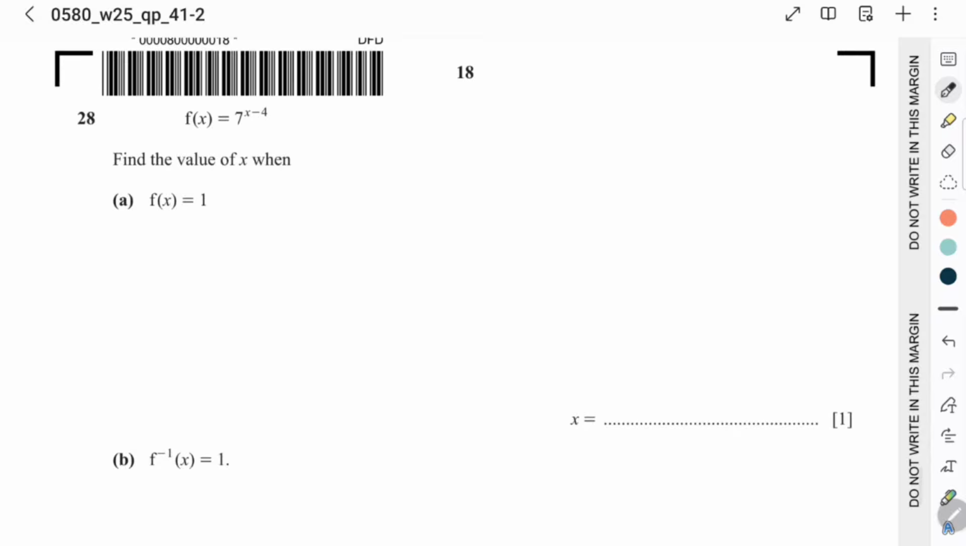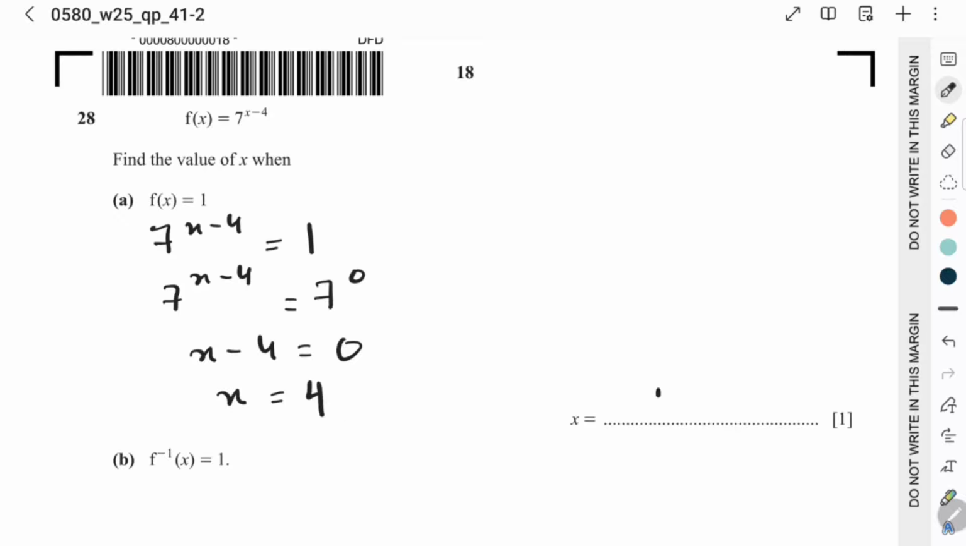F of x is equal to 7 to the power x minus 4. F of x equals 1. So 7 to the power x minus 4 is equal to 1. 7 to the power x minus 4 is equal to 7 to the power 0, which is also 1, so x minus 4 equals 0, x equals 4. Go to the next part.